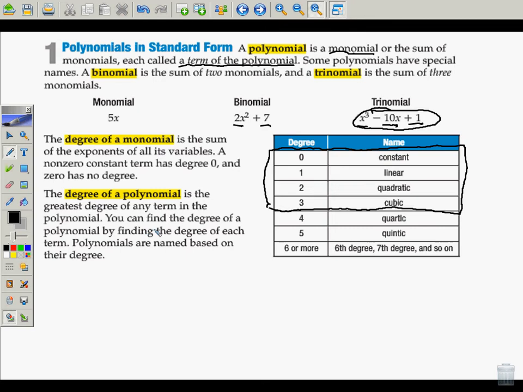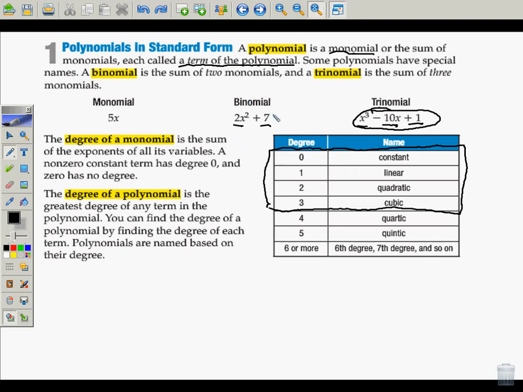Polynomials are named based on their degree. And then we're actually going to be talking about when we use that degree to put things into a certain form. Looking at this binomial, hopefully you can tell this would have a degree of 2 because we have a degree of 2 in our first term, degree of 0 in our second term, and obviously 2 is bigger than 0, so the highest degree of any of the monomials within the binomial is 2, so the binomial itself has a degree of 2.